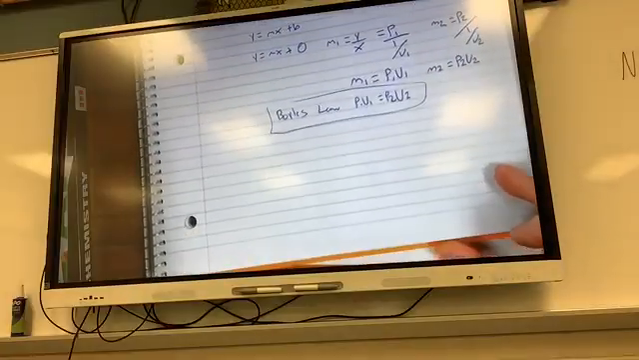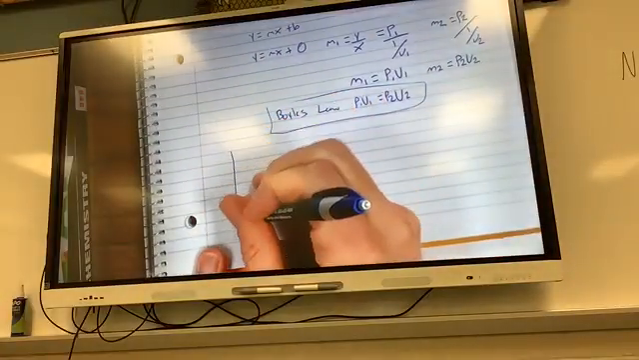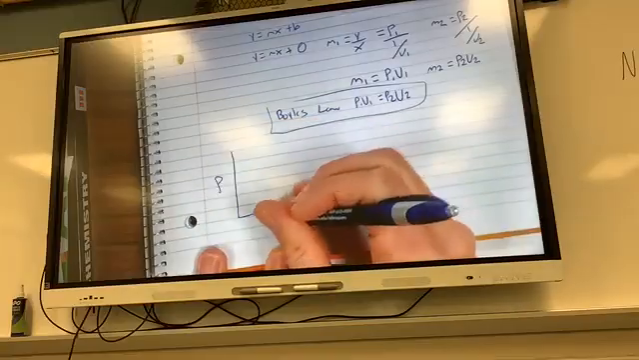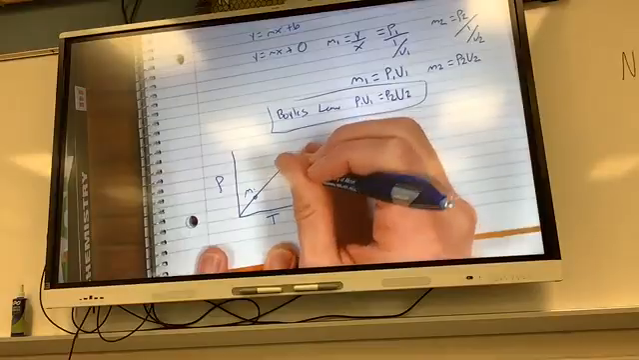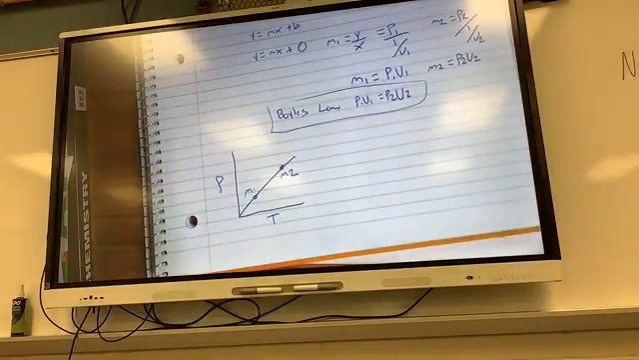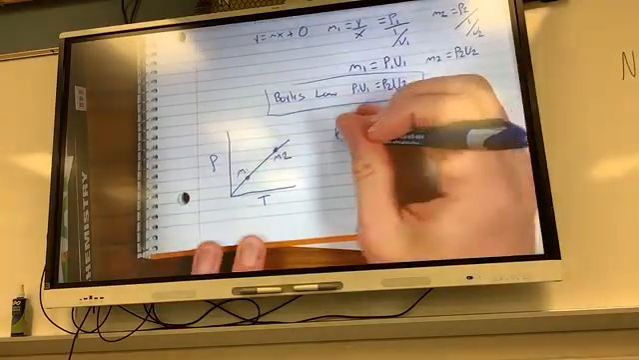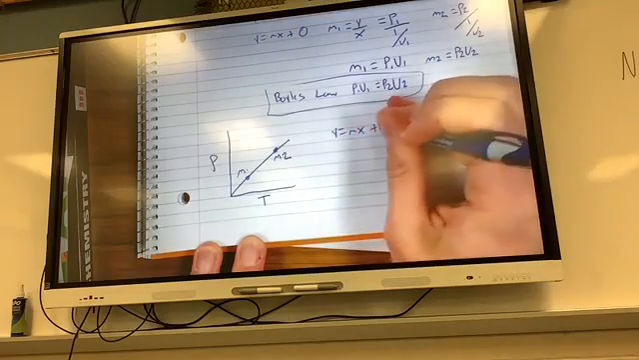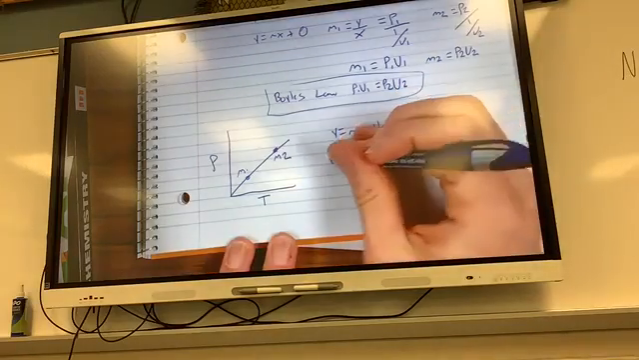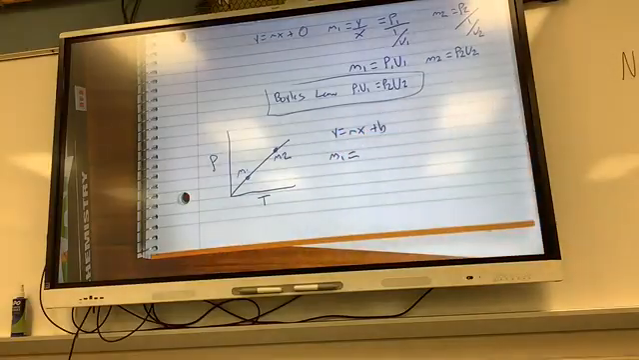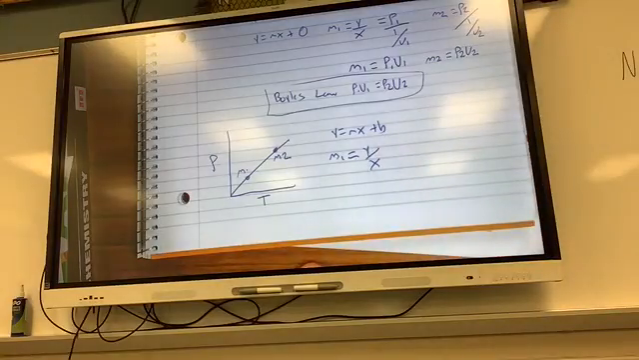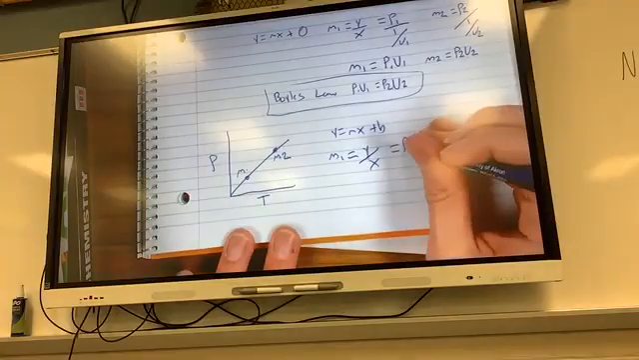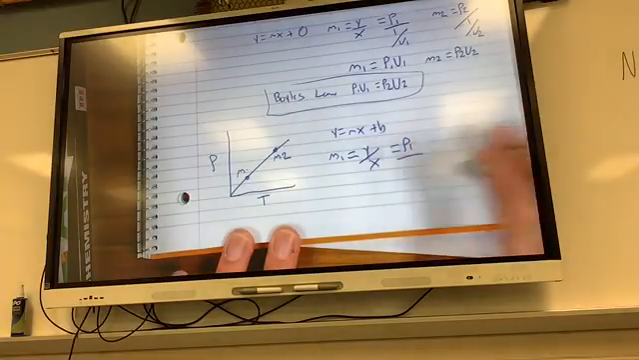Guess what happens for pressure and temperature? Here we go. Here's pressure. Here's temperature. Here is M1. Here is M2. We know that y equals mx plus b. So what would M1 equal on this one? M1 is going to equal y over x. Agreed? What is y over x going to be on this first one? P1 over T1.